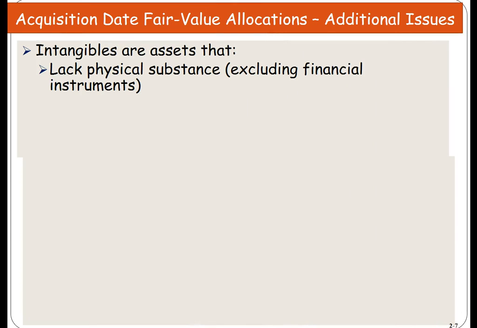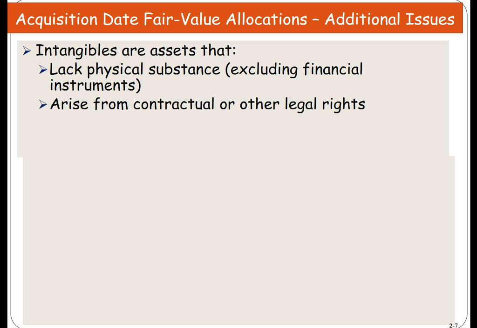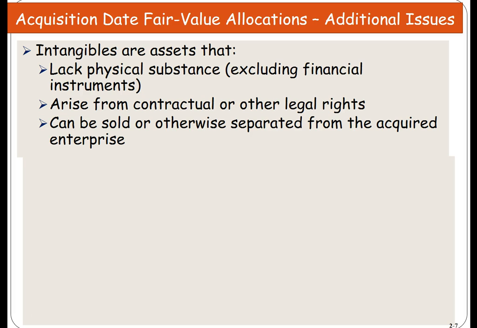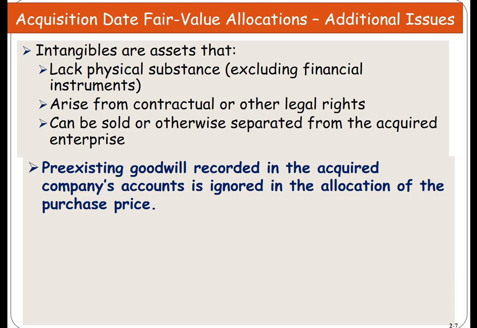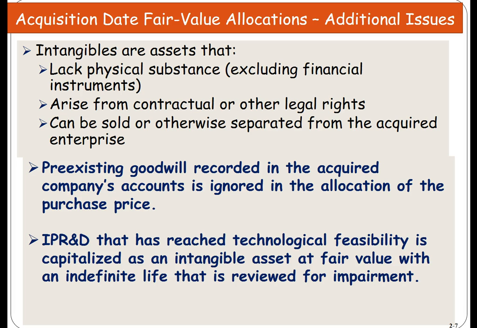Intangible assets lack physical substance, excluding financial instruments, arise from contractual or other legal rights, and can be sold or otherwise separated from the acquired enterprise. Pre-existing goodwill recorded in the acquired company's books is ignored in the allocation of the purchase price. R&D that has reached technological feasibility is capitalized as an intangible asset at fair value with an indefinite life that is reviewed for impairment. Ongoing R&D is expensed as incurred.